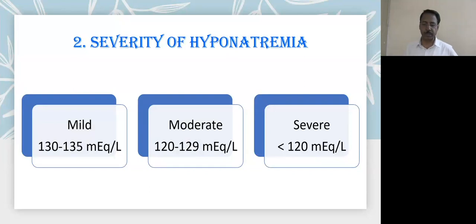So mild, moderate, and severe. Just have to remember the values less than 120. Severe is something that you have to be worried about, but the levels have to be seen in the context of the duration, right? So don't look at the level 120 and start panicking. No, it has to be looked at in the context of how it has developed, how fast it has developed.